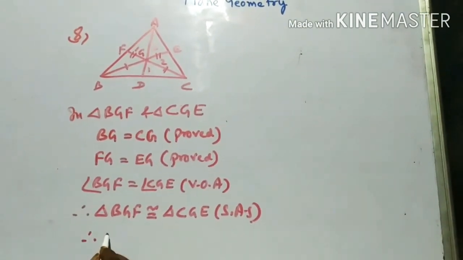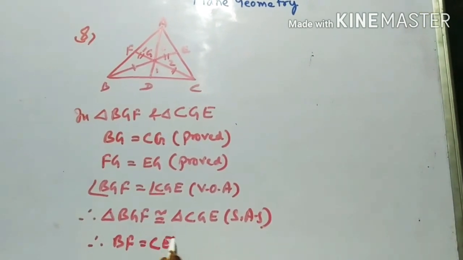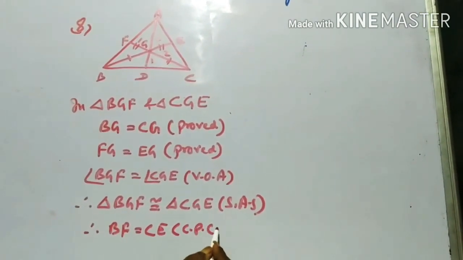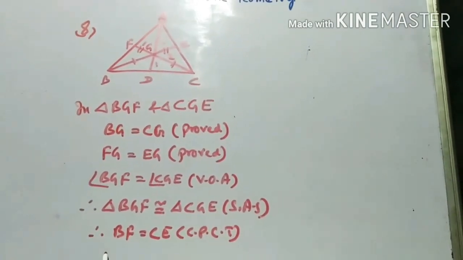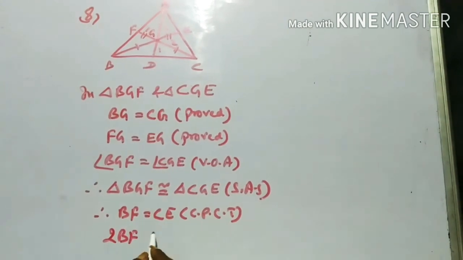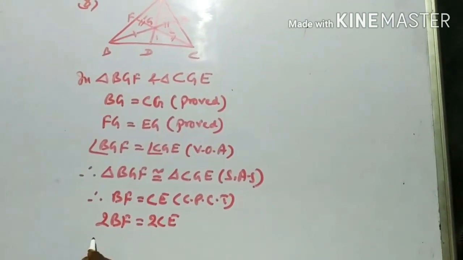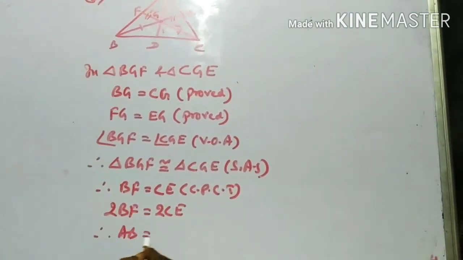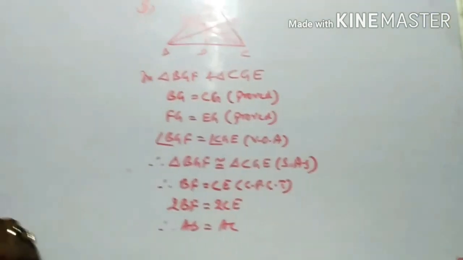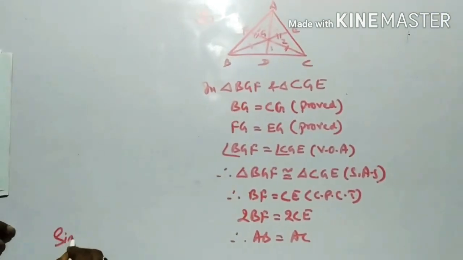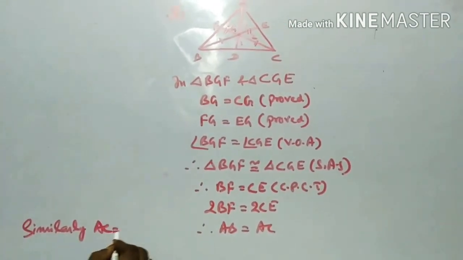Therefore, I can say BF is equal to CE, by CPCT. Again, since F is the midpoint, twice BF, and E is the midpoint, is equal to twice CE. So I can write, therefore, AB equal to AC. Now, similarly, I can say that AC is equal to BC.